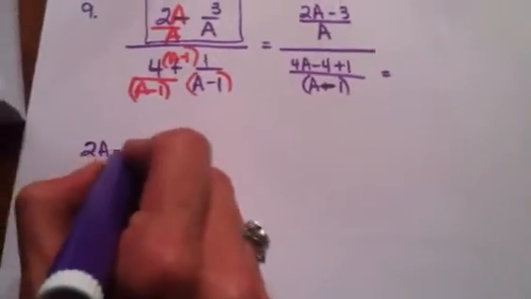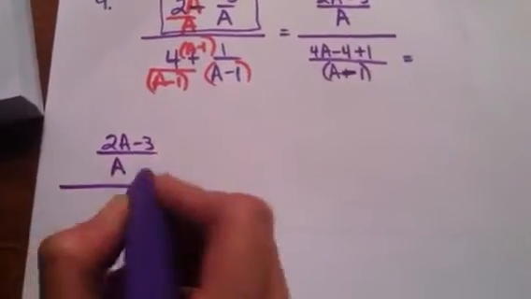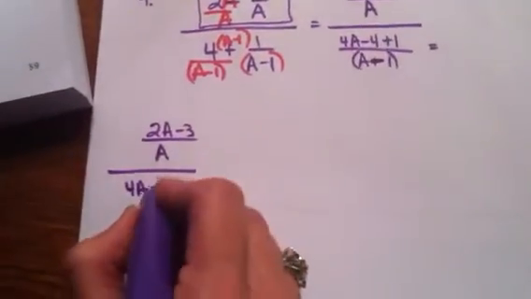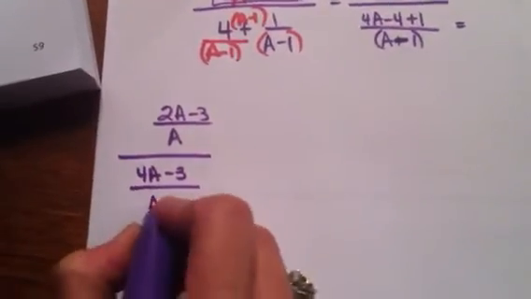I've got 2a minus 3 all over a on the top. And on the bottom, I had what? Negative 4 plus 1, which is a negative 3, all over a minus 1.